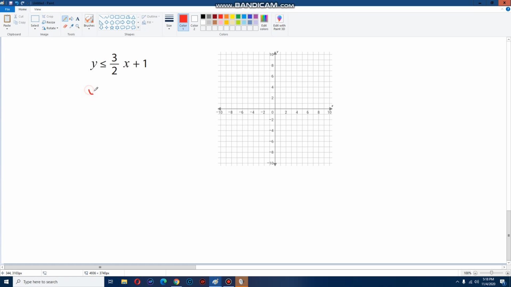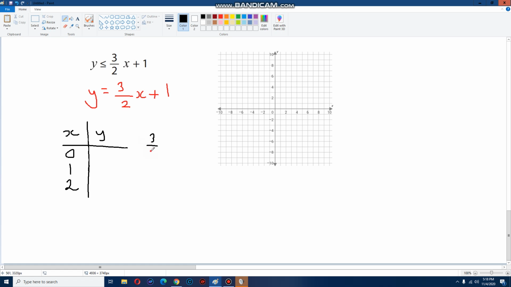Again, step number 1, turn that inequality into an equal sign, and let's get some coordinate points, which means let's make an xy chart. X and y. Now, as always, I like to start with 0, 1, and 2. And let's plug it in. Let's see what the y values are.